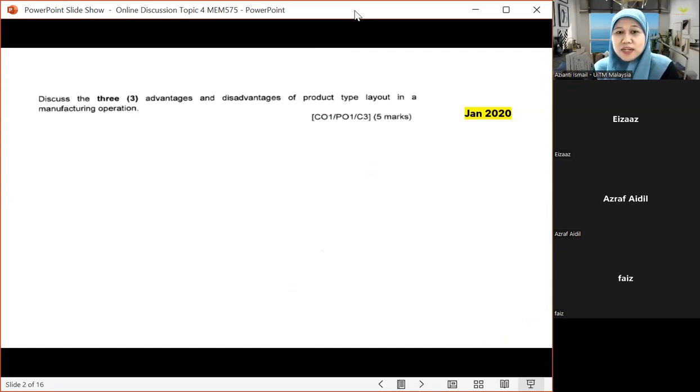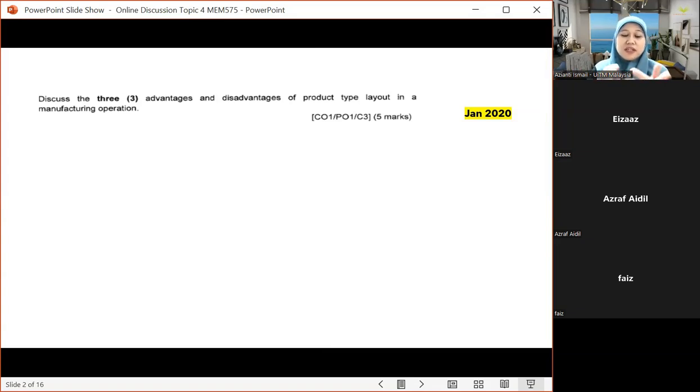For theory, we always ask you what are the advantages, disadvantages, and then we ask you on the benefit, and can ask you on the factor. So read the question. 3 advantages and 3 disadvantages. So 3 on what? On the product type layout. We have the retail. Retail includes shopping complexes, and also all the supermarkets, how they arrange their product. And then we have office layout.